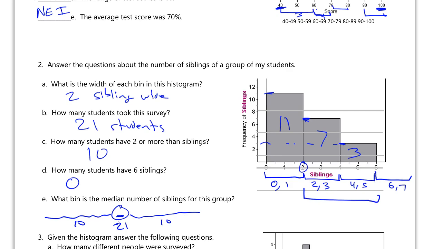So the 11th student would be the median. If I look at my histogram, I can see where the 11th student is. There are 11 students in the first bin, so the 11th student would be a number between 0 and 2, basically. So the first bin is where the median is.